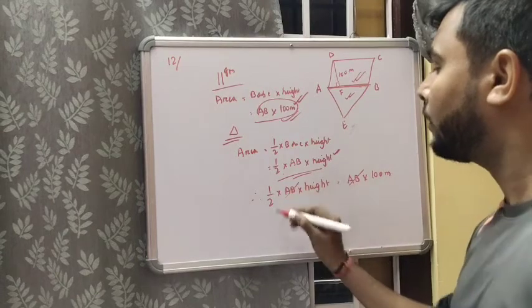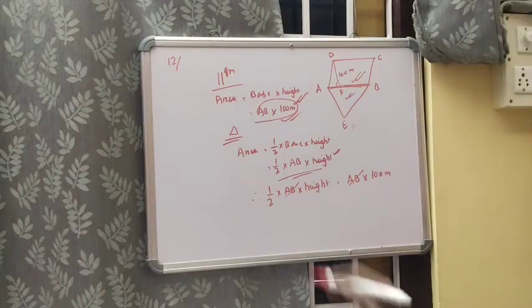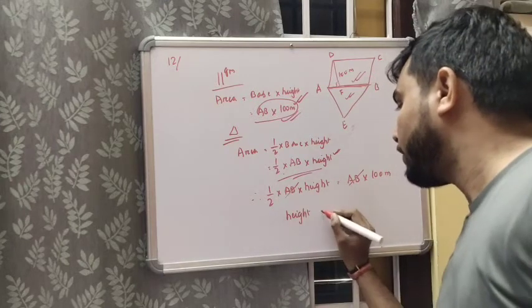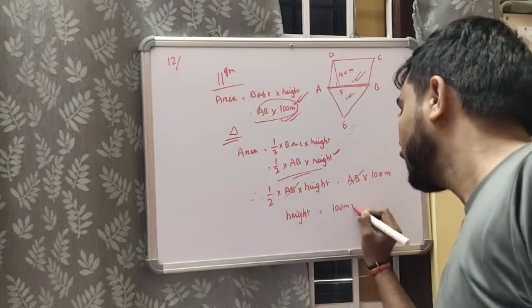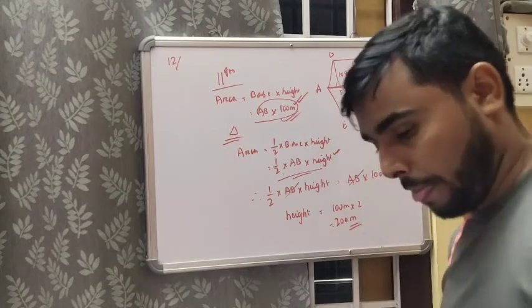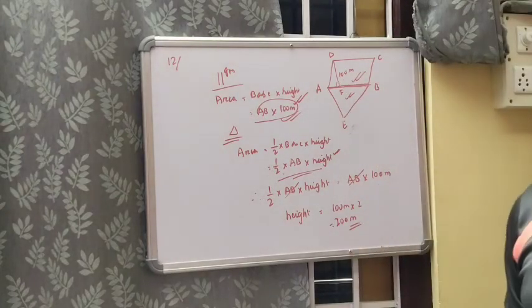So it will be equal to half into 100 meter. Now AB is on this side also, that side also, so it will be cancelled. Now you can see height, if I divide this, 100 meter into 2, that is 200 meter. That's the altitude of the triangle.